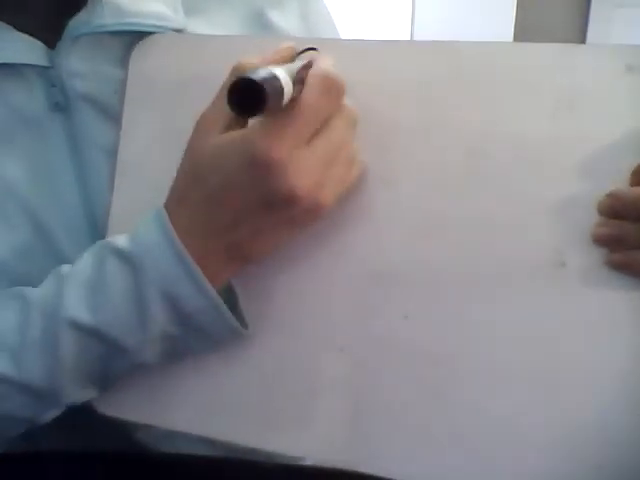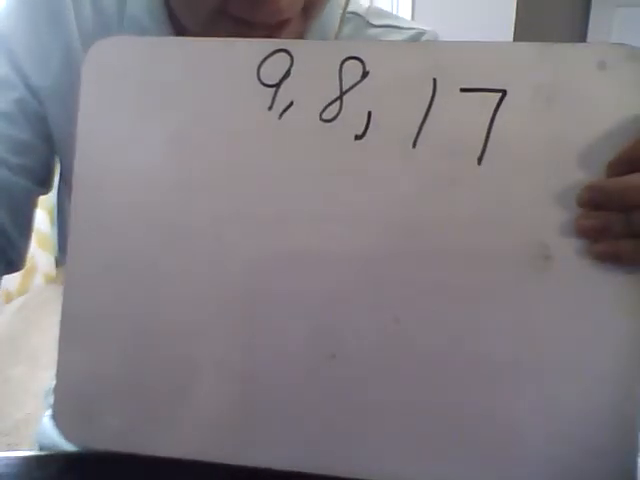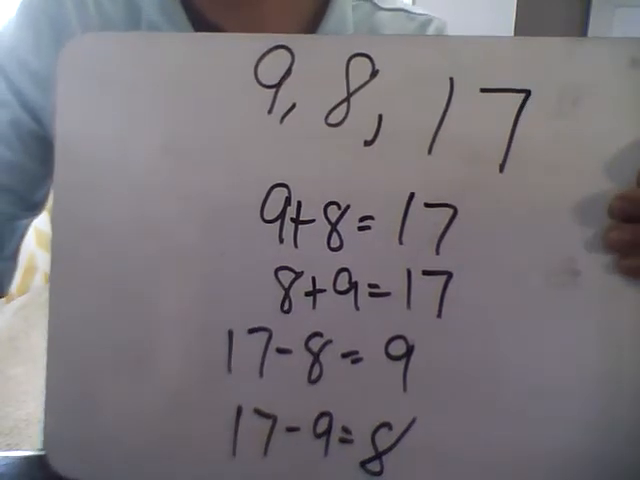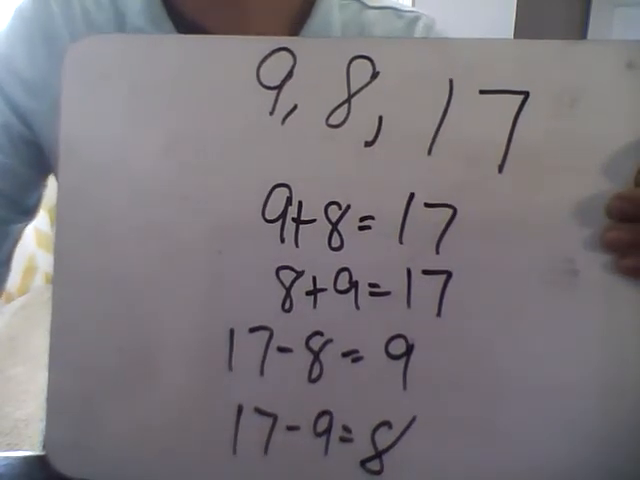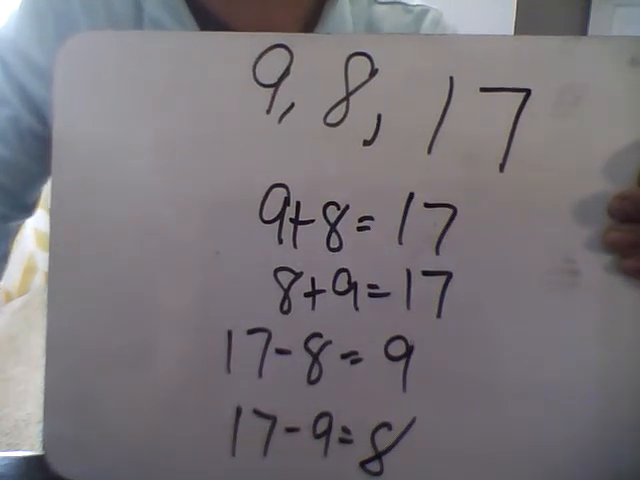Please write the fact family for 9, 8, and 17. Pause and solve. All right, this is what you should have had. 9 plus 8 is 17. 8 plus 9 is 17. 17 minus 8 is 9. And 17 minus 9 is 8.